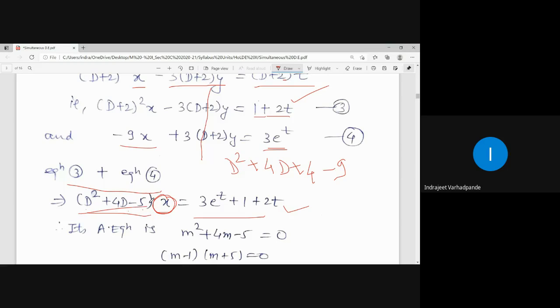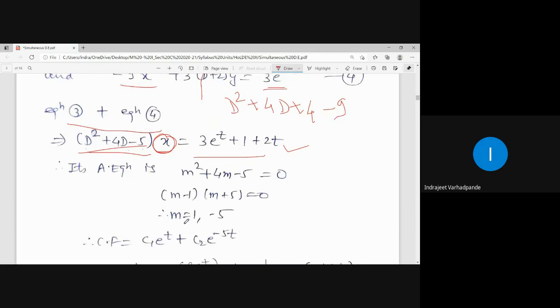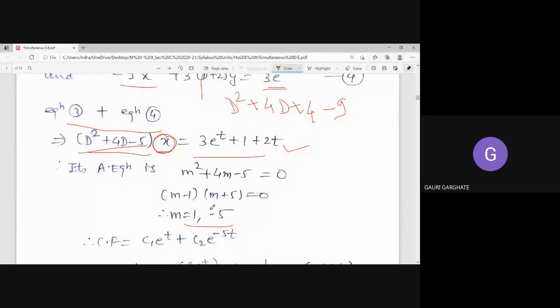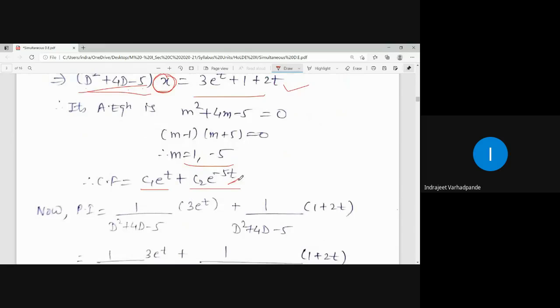From the left hand side, whatever is the polynomial, convert it into the auxiliary equation and get the roots. What will be the auxiliary equation for this? m² + 4m − 5 = 0. So the roots are 1 and −5. What is the nature of the roots here? Real and unequal. So it will be C1 e^t, C2 e^(−5t). Why am I writing the answer in the form of t? Because d by dt is nothing but the operator. The independent variable is t, so my answer will be written in the form of t.